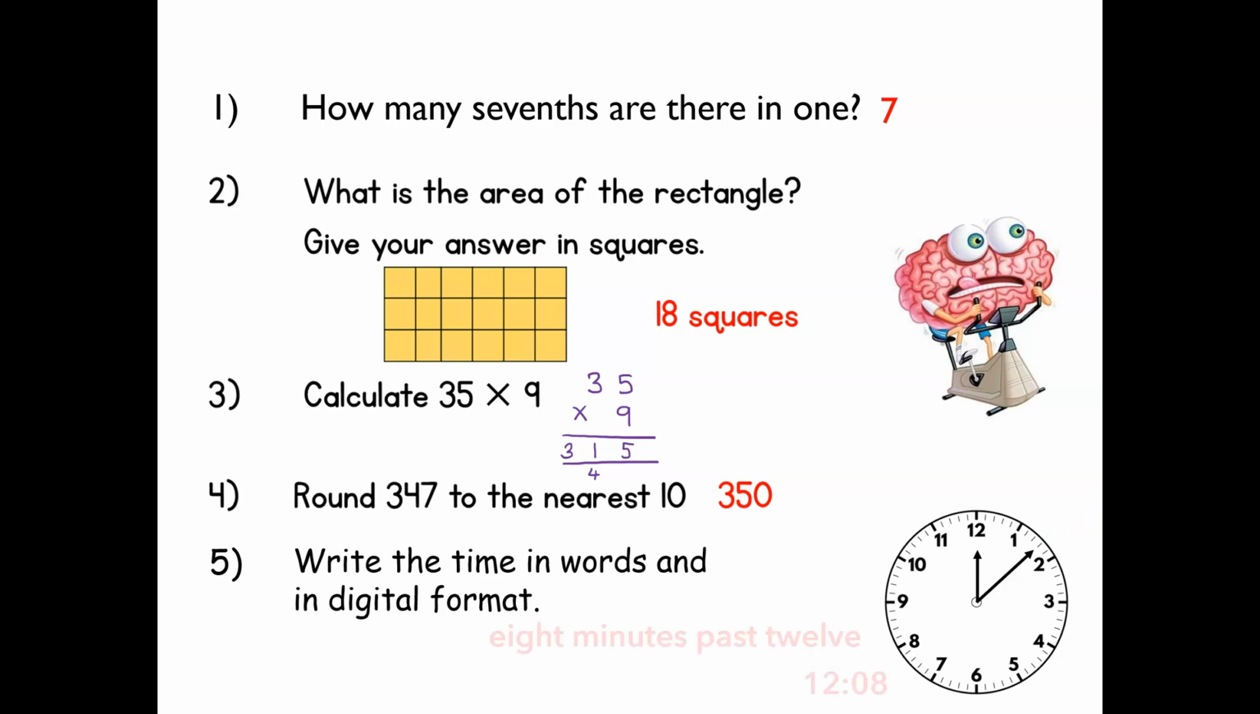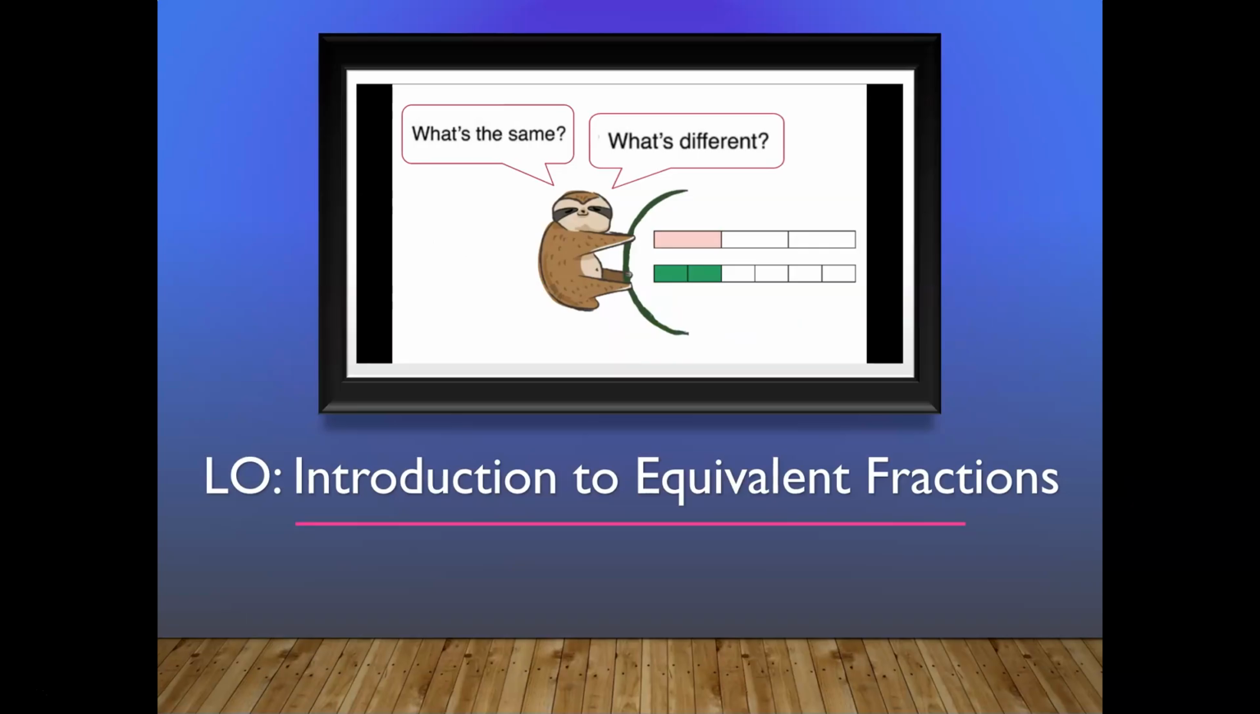We write this as a digital time left to right, 12:08. Notice that we don't just write the number 8. A digital time will always have 4 digits. Now we're ready to focus on our learning objective for today.